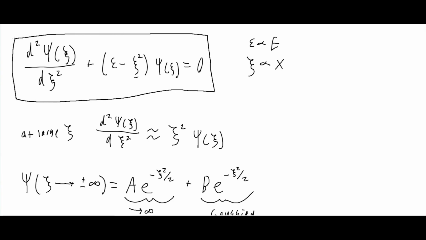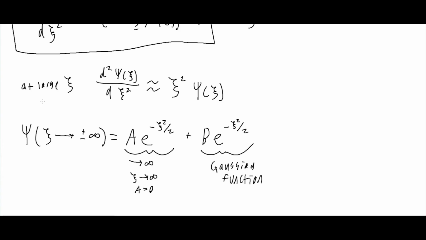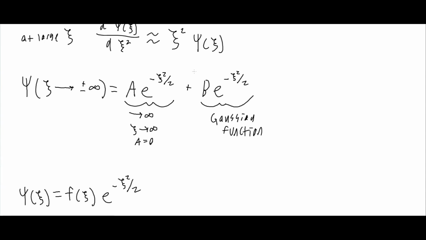So just to recap from this video, we ended up with this differential equation in our previous video, and we wanted to solve this for this psi that's a function of xi, where, if you remember, xi is proportional to x. The first thing we did was look at large xi, and we got this as a solution as xi goes to plus or minus infinity. And we wanted our solution to be a Gaussian function. So we took this right here, which will asymptotically go to 0 outside of the range of the origin.